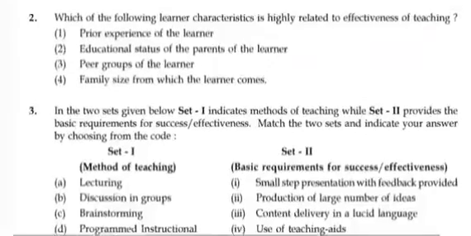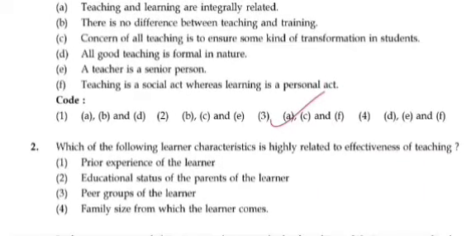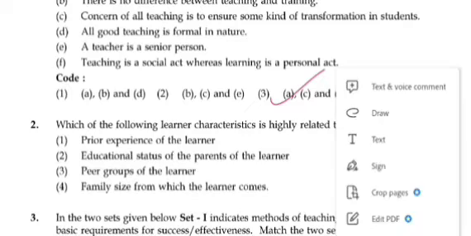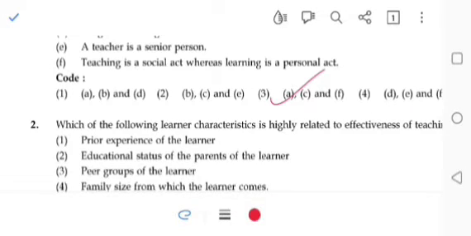Finished? Moving on to the next question, it says, which of the following learner characteristics is highly related to effectiveness of teaching? Prior experience of the learner, educational status of the parents of the learner, peer group of the learner, family size from which the learner comes. So this is the question. Correct answer will be prior experience of the learner. This is the characteristic that is highly related to the effectiveness of teaching.